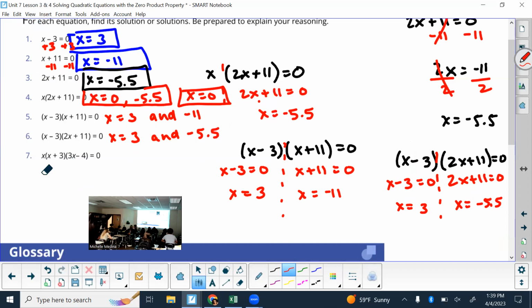Last one, how many answers do you think there's going to be? 3, because there's 3 different factors. Sorry, I just want to show you this real quick because the bell's going to ring any second. All right, set each factor equal to 0. And then solve for each one individually for the x.